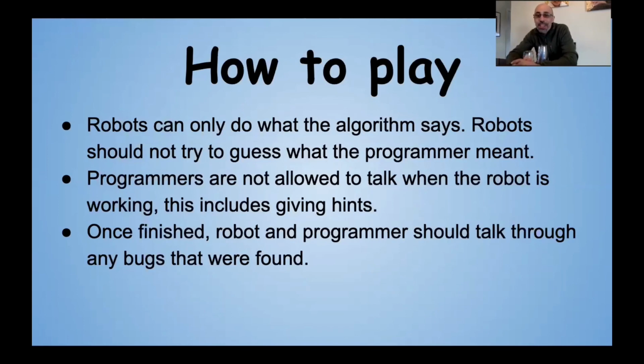Programmers, you're not allowed to talk when that robot is working. This includes giving those hints. This is a hard part, right? Because you want to help them when you see that algorithm not working, or maybe the robot isn't reading it the way you thought. So that is a hard part. Once you are finished, again, robot and the programmer, you should talk together, figure out if there were any bugs, figure out what didn't make sense, then go back and try to refine your program, maybe make some corrections, and then see if your robot can build it, if it makes sense.